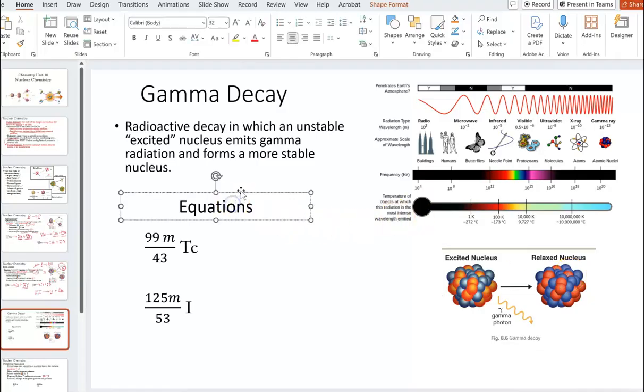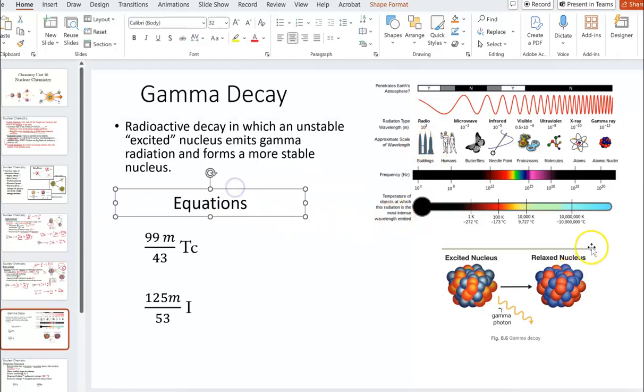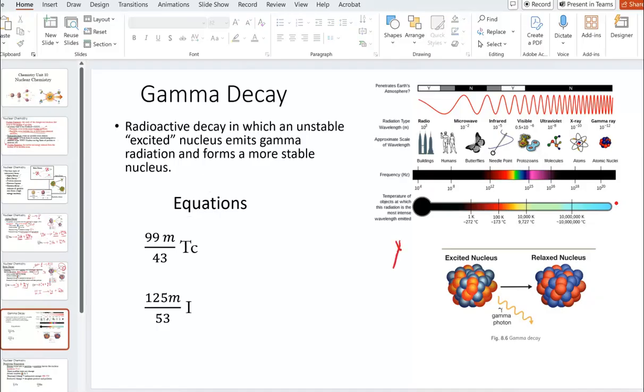The equations are super easy, okay? There's not much going on here. A gamma ray in our equations is usually represented like this. You have this funky y and a 0 and a 0. So there's no mass number, there's no atomic number, because it has no mass to it. It's just energy. So that's kind of crazy looking. It's like a y and a 0 and a 0.